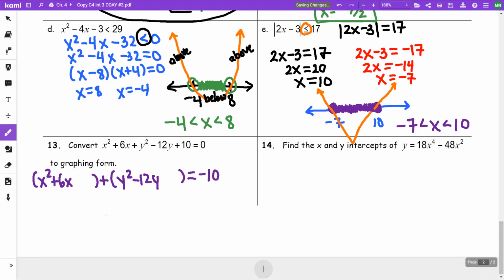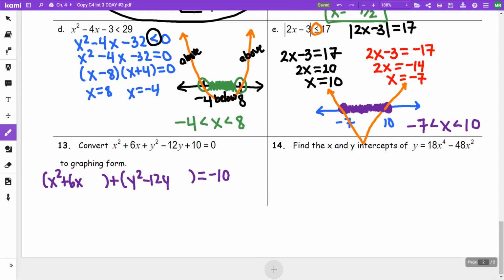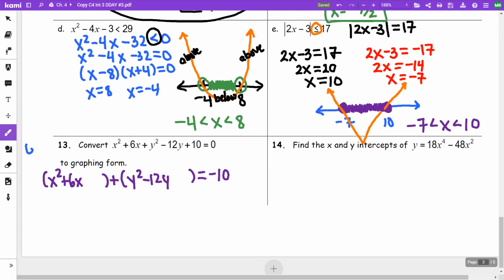So for the first one, I'm going to take my 6. I'm just going to jot it over here. Take half of my 6, which is 3. And then I'm going to square my 3, which gives me 9. That's what I'm going to add here and also to the other side.